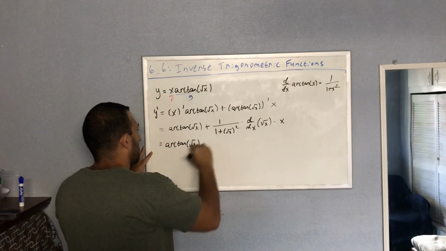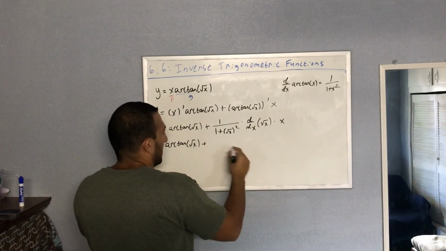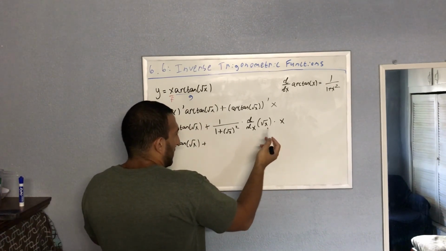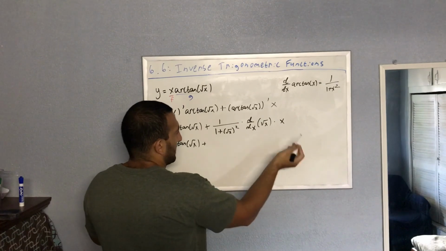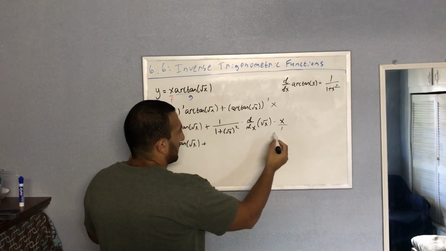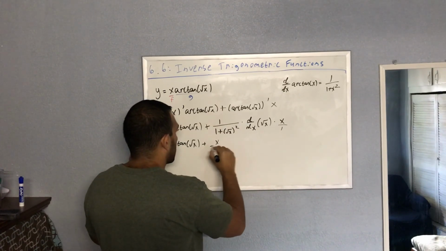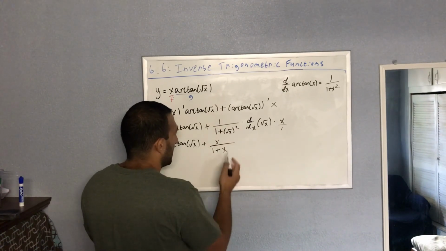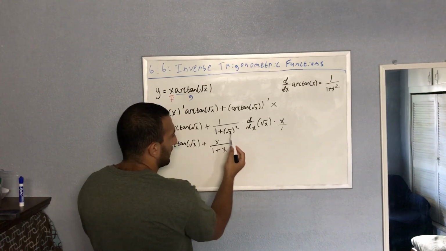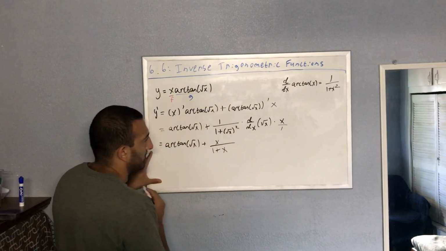So now I have arctan root x plus, so the order that we multiply these numbers doesn't matter. And you can think of this x as x over 1. So this x over 1 times this gives you an x over 1 plus x, right? Because when you take root x and you square it, you just get x.